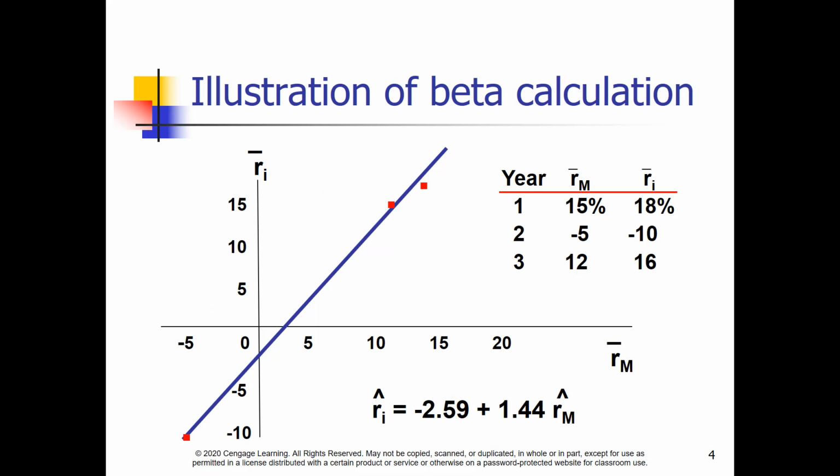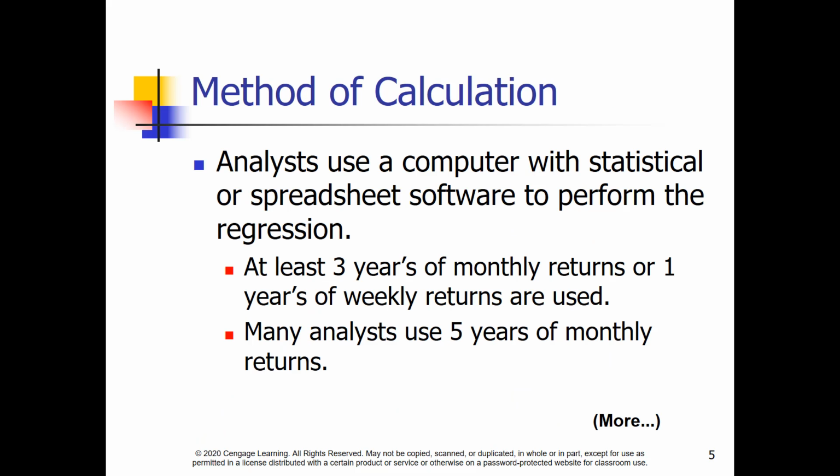Here's an illustration of the calculation of beta using, in this case, only 3 years of data. Usually 2 to 5 years of monthly or weekly data would be used. The resulting line fitted to the data found a beta of 1.44. Different calculations of beta use slightly different sets of data: 1 to 2 years of weekly data versus 5 years of monthly data.